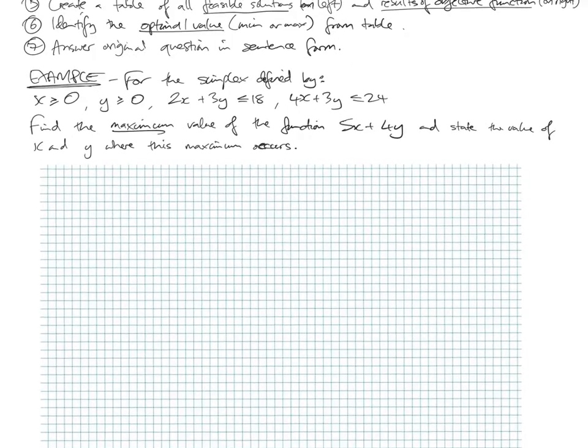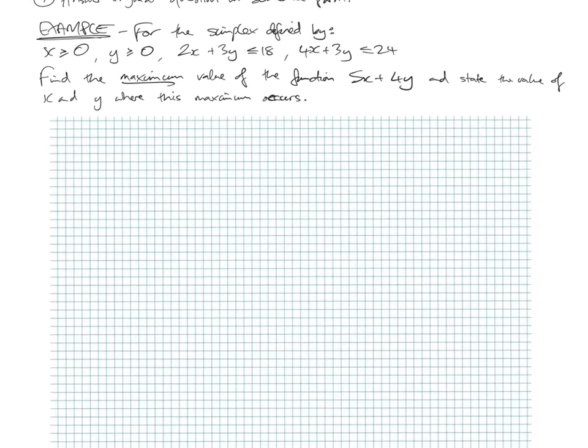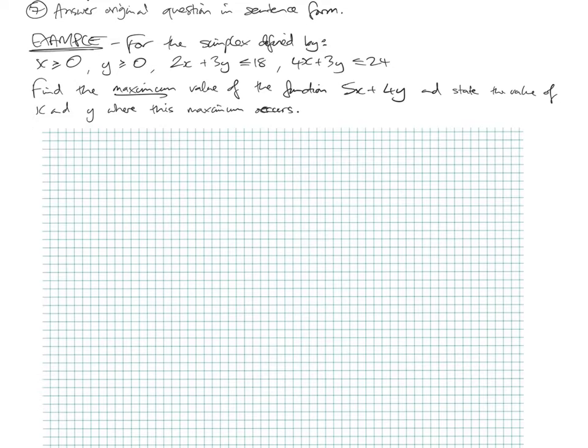So this example here is a bit simpler. We don't need to use a word question and define the simplex based on that. We're pretty much given the constraints straight out. So our constraints are x is greater than or equal to 0, y is greater than or equal to 0, so 2 of our constraints are already there, the x and the y axis.